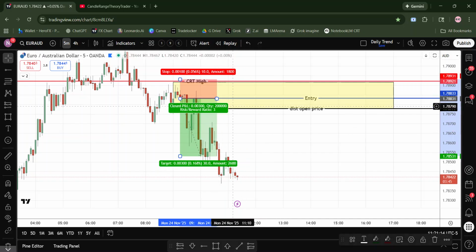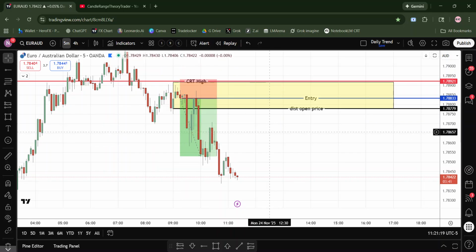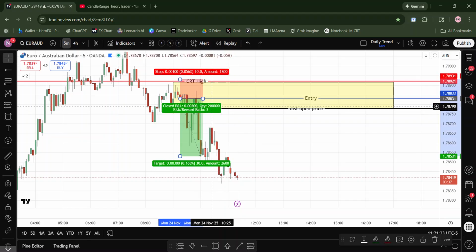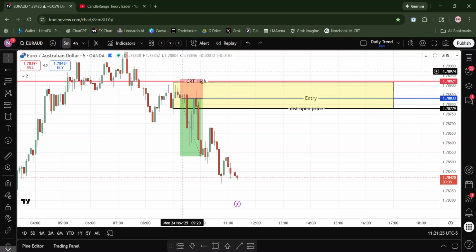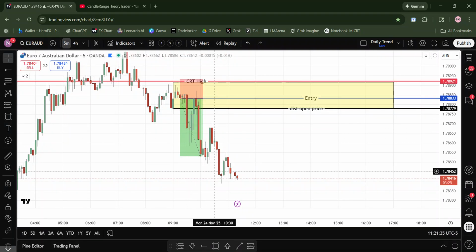Like I said, I don't need a big move. I don't even need 50 pips, 30, sometimes even 25. That's fine for me. I want to be trading all day, every day. So there you go. With a 10 pip stop loss right above the range and a 30 pip take profit, you could have got 3 times your risk. So just imagine if you were risking $100 on this trade, this would have been a $300 trade. You're risking 100 to make 300.